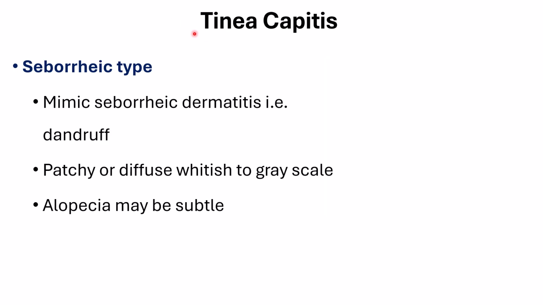The last type I will discuss of tinea capitis, seborrheic type. It mimics seborrheic dermatitis, like hair with dandruff. But in the case of seborrheic type tinea capitis, you may see patchy or diffuse whitish to gray scale, thicker than usual, thicker than the regular hair with dandruff. And you may see alopecia, but it will be subtle, not complete alopecia like the previous types of tinea capitis.